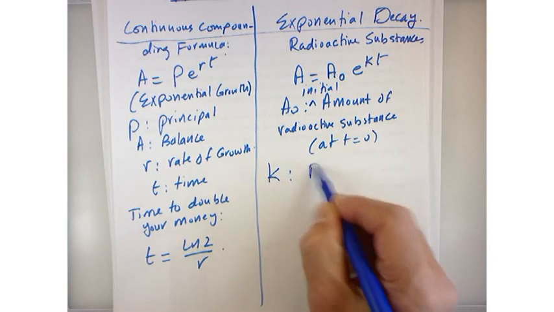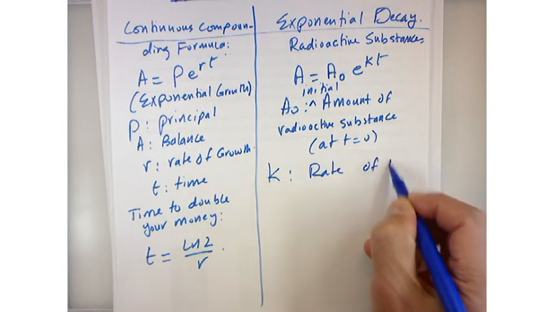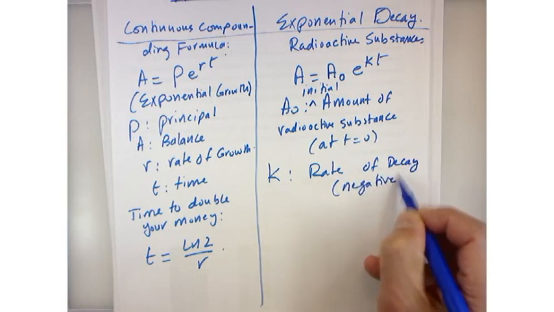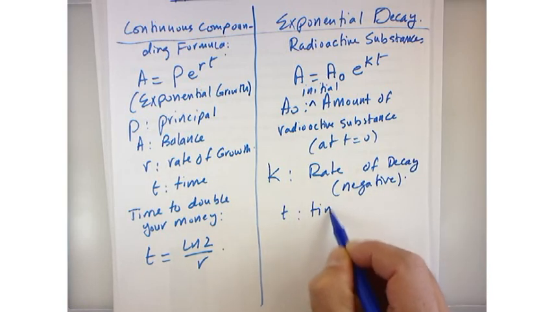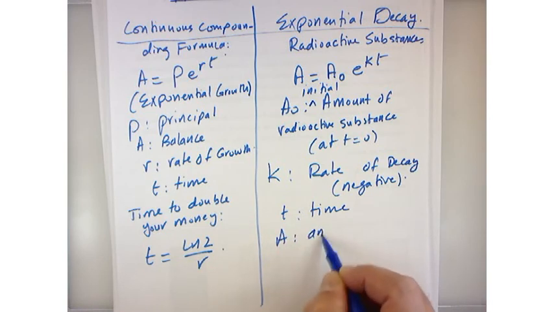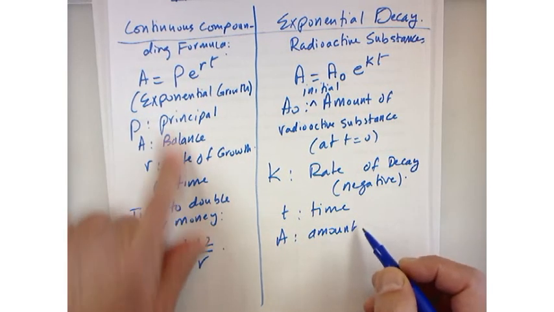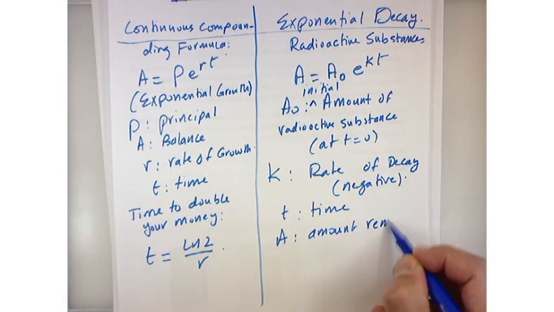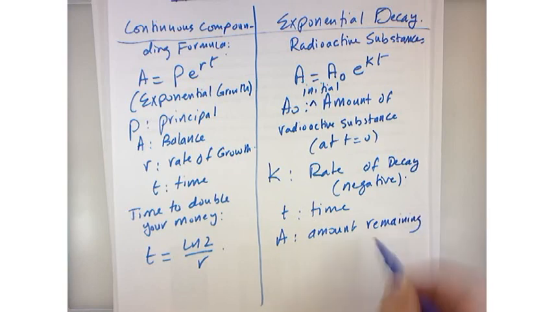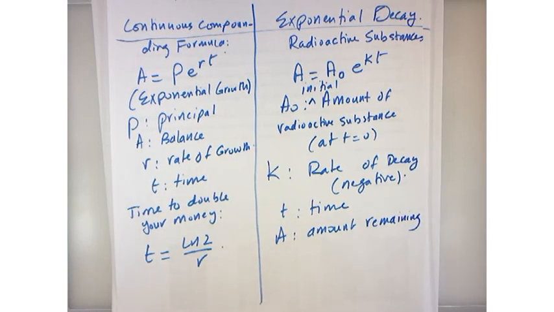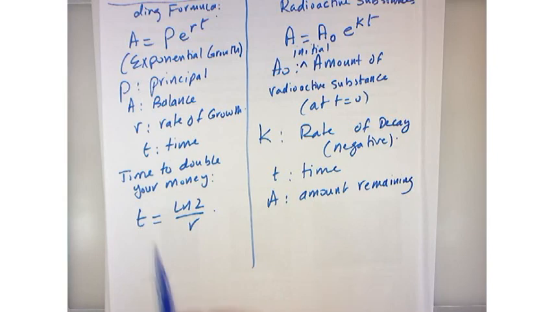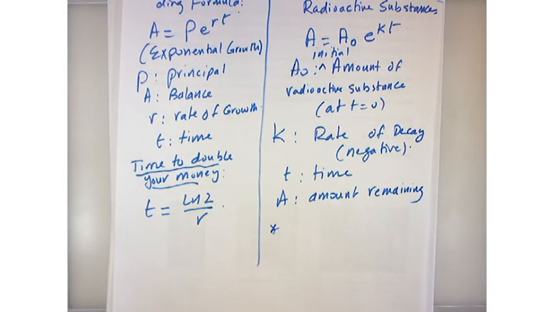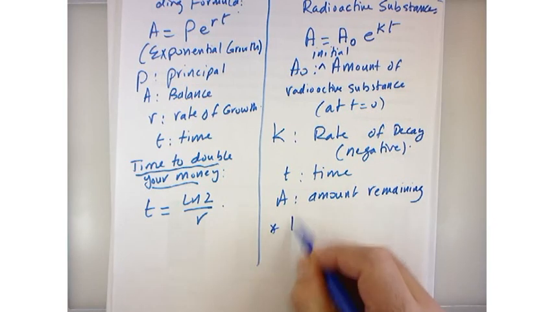K is the rate of decay. And K is negative because decay means negative, okay? Negative rate. T is the time, and A is the amount remaining. In the case of money, you have growth, so you get balance. In the case of decay, you have amount remaining. You start with 20 grams, you end up with much less, 15 grams, 10 grams, we don't know. Now, instead of time to double your money when you're growing, it's time to cut your substance in half, which is called half-life.